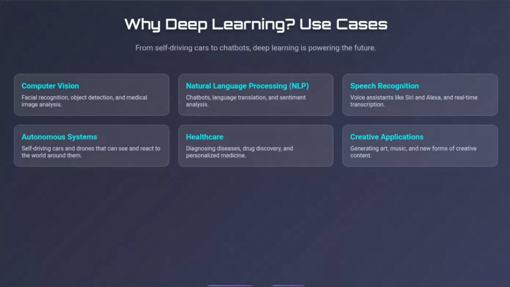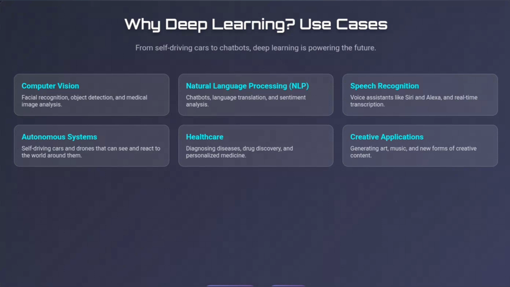Let's talk about where deep learning is making a real impact in our world today. The applications are truly mind-blowing. In computer vision, deep learning has revolutionized how machines see. Medical AI can now detect cancer in mammograms more accurately than human radiologists. Autonomous vehicles use computer vision to navigate safely through traffic. Your smartphone camera uses it for portrait mode, and security systems use it for facial recognition. We're even using it to analyze satellite imagery for climate research and urban planning.